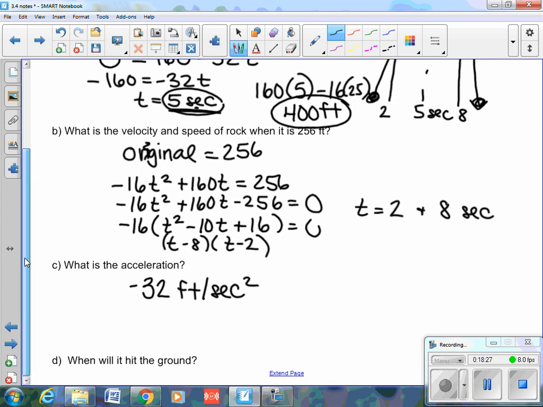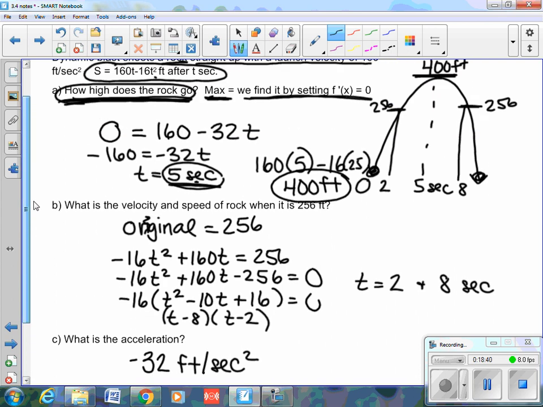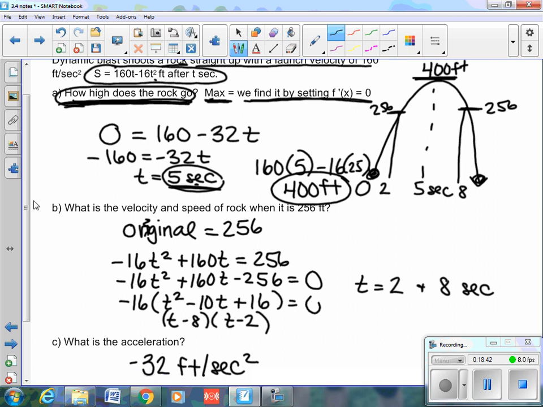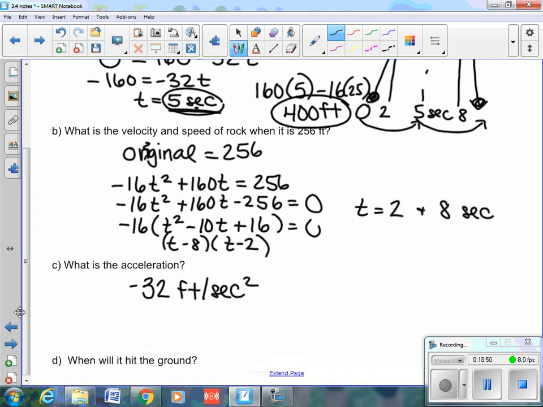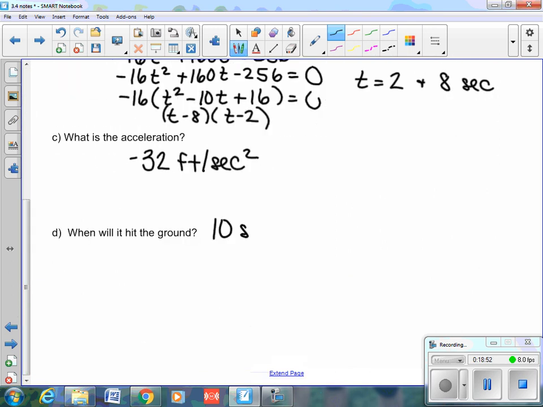And then they want to know when it will hit the ground again. Well, it starts off at 0, and without even doing any math, I think most of you know when it's going to hit the ground. At 0, halfway there it's 5, so how many seconds will it take to hit the ground? 10 seconds, without even doing any math.